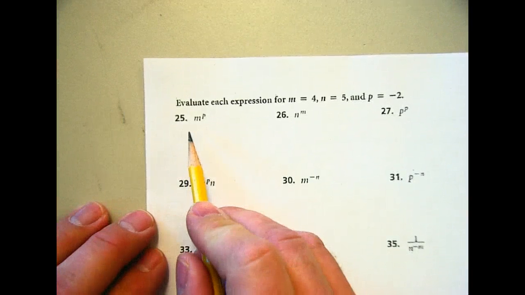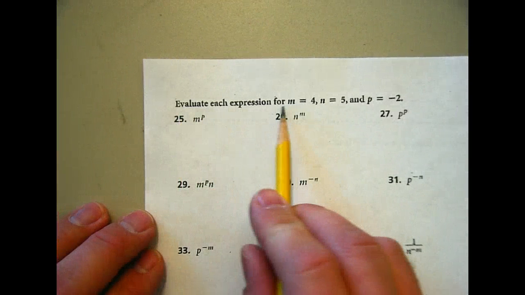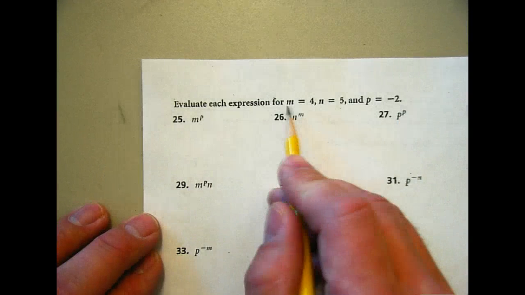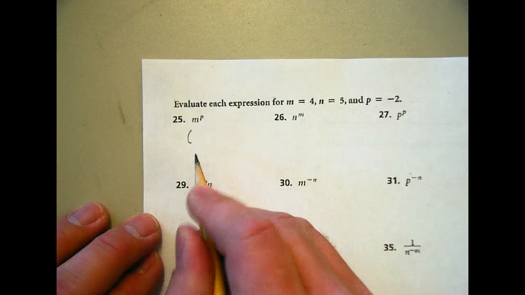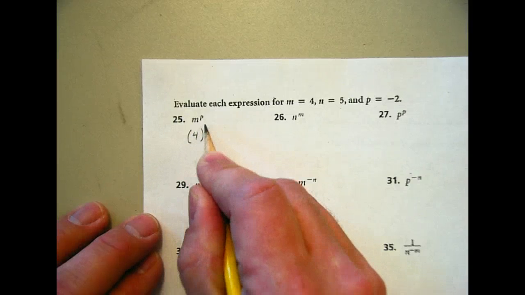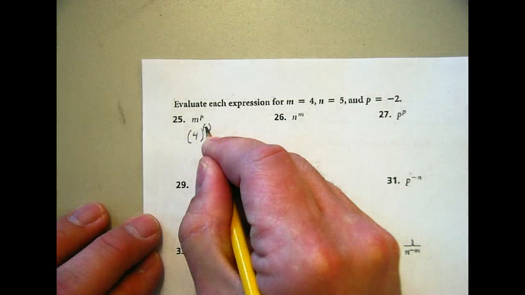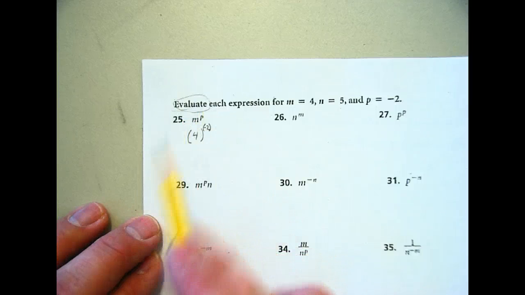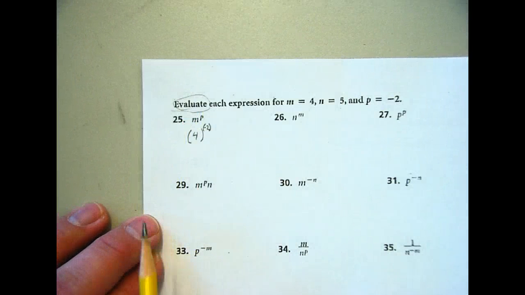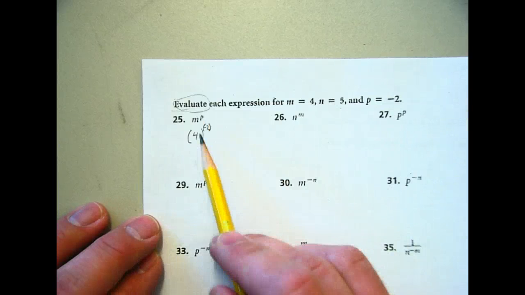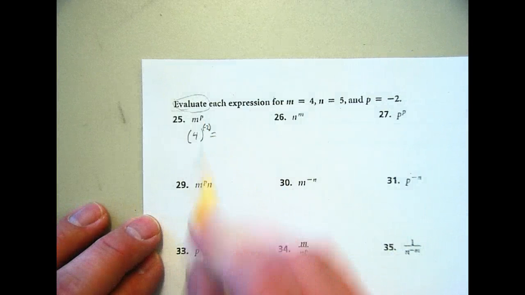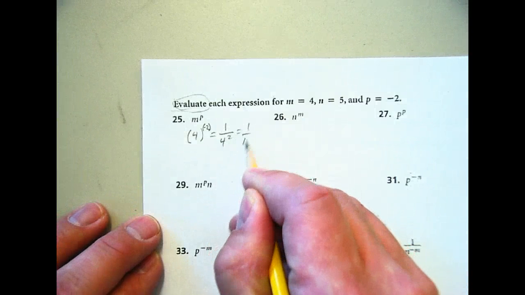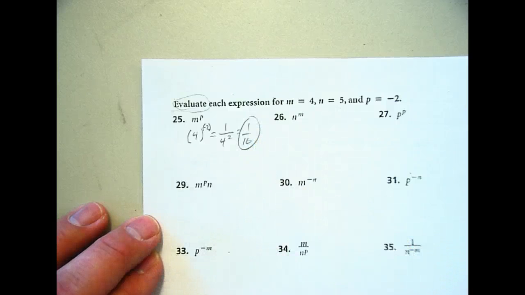We did not touch on how to deal with a problem like number 25. Okay, it says evaluate each expression for m equaling 4, n equaling 5, and p equaling negative 2. So you've just got to substitute these values in. So m is 4, and p is negative 2. And then from there, you want to evaluate. Evaluate means to come up with an answer. Simplify it as far as you can. Generally means you can actually get to a single number answer. So in this case, this is 1 over 4 squared, or 1 over 16. I do not want the decimal form. I want the fraction form. Okay?